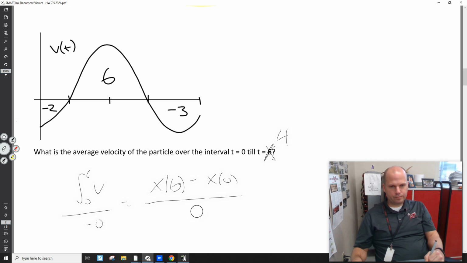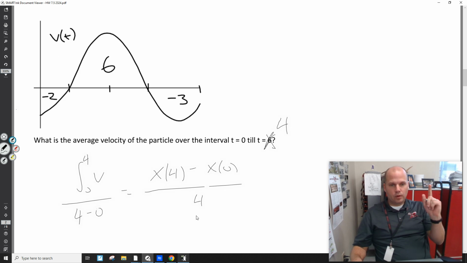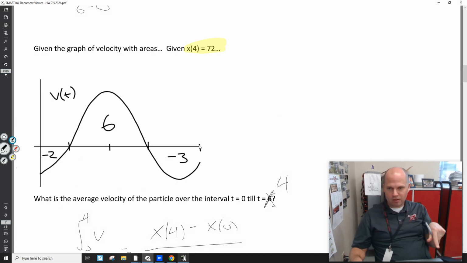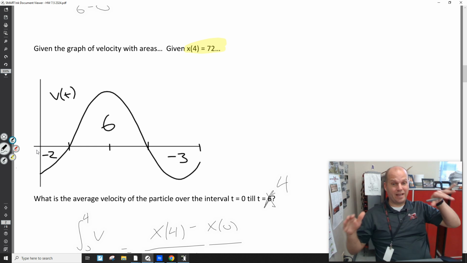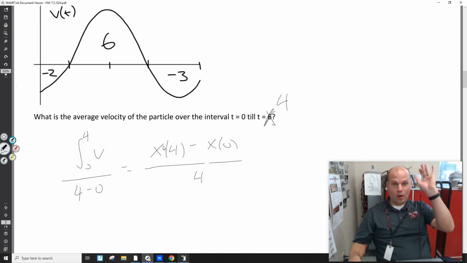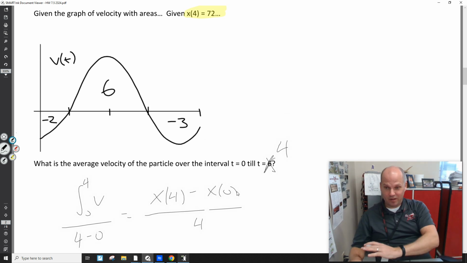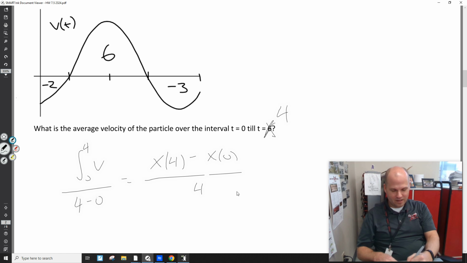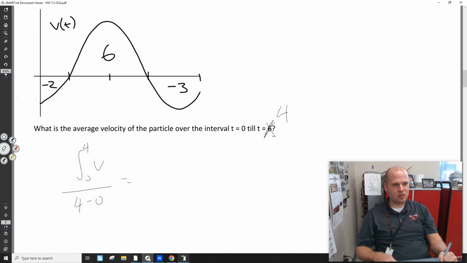You could do 72 here, and then your position at 0. Okay, well, 72, I'd have to add 3, I'd have to subtract 6, I'd have to add 2. Overall, I'm going to subtract 1, I'd get 71. So I'd have 72 minus 71, which is 1. Oh, wait, I don't have to do that because I'm given my accumulations. Negative 2 plus 6 minus 3 is the accumulation of my velocity. So I get 1.